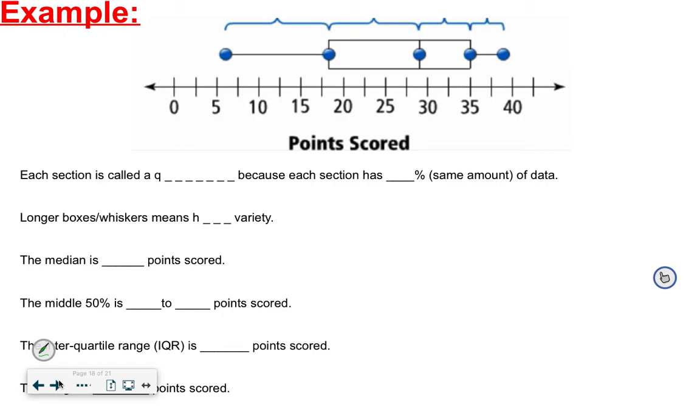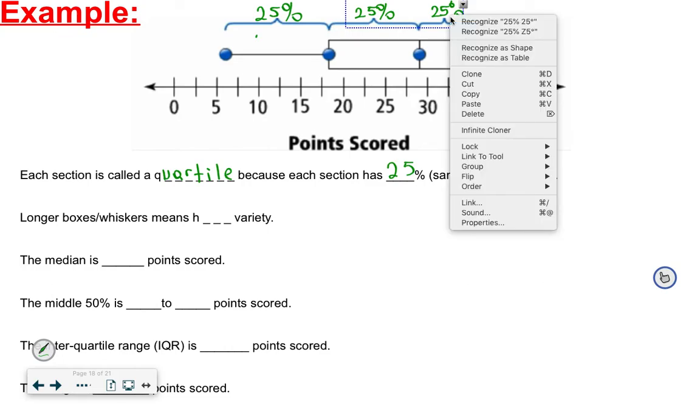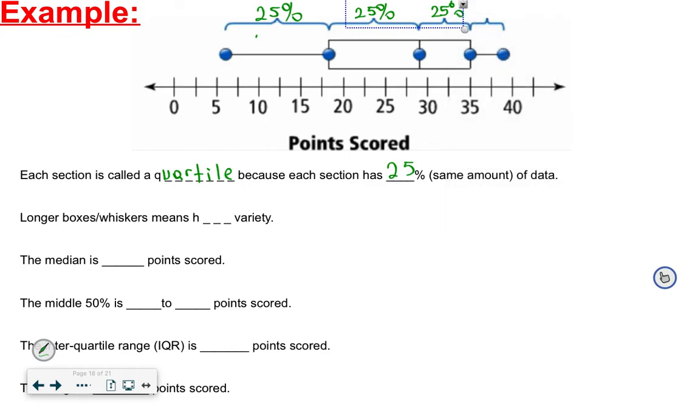This is the next question, ladies and gentlemen. A different type of question I'm trying to show you. In this question, each section is called a quartile. Because each section has, what is that? 25%. This is 25%. Because as you see here, there are 4 parts. So this is 25%. This is 25%. And this is 25%.